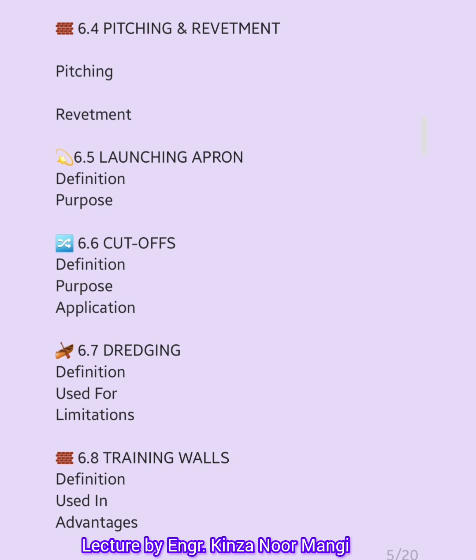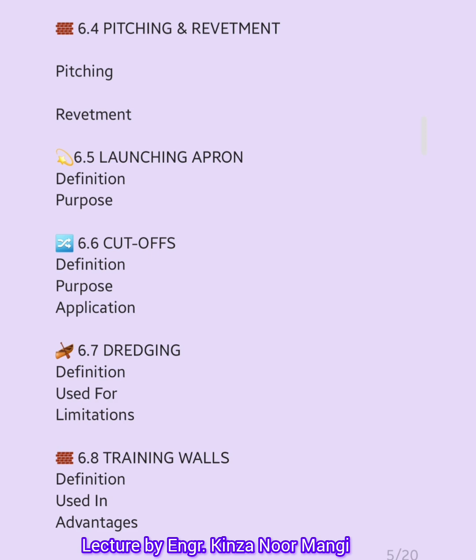The sixth type of the river training method is cutoffs. The cutoffs are artificial channels constructed across a meander's loop to shorten the river course. The purpose of cutoffs is to control meandering, increase flow velocity, and reduce sedimentation. Cutoffs are used where river meanders threaten structures or delay water flow.